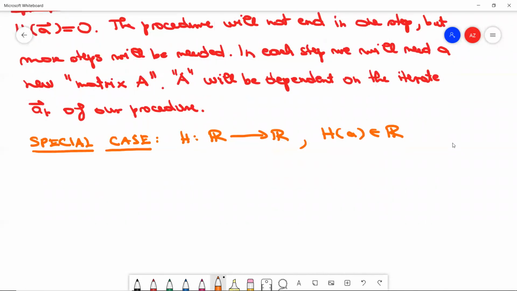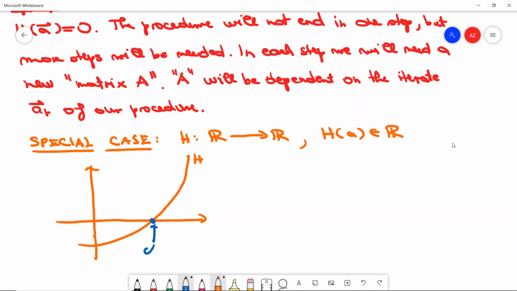If we draw a graph of H, it is something like, let's say it's something like that. Okay. And we would like to find this zero. So we're searching for the zero. So this is our H. And we would like to find the zero. Let's call it alpha.